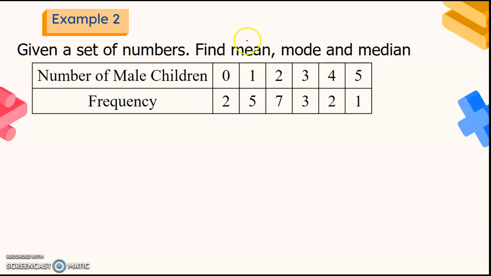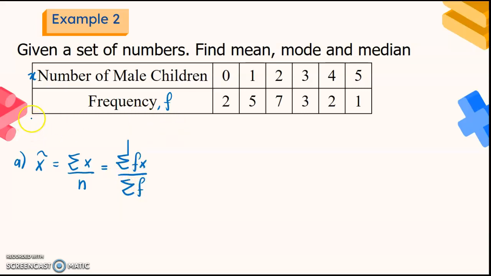Example 2, we are going to find mean, mode, and median. We are given the number of male children and frequency. So here the number of male children will be our x value, and frequency our f. So we are going to find the mean. Question A, mean equals summation of x divided by n. Here we have the frequency, so we are going to use summation of fx divided by summation of f.